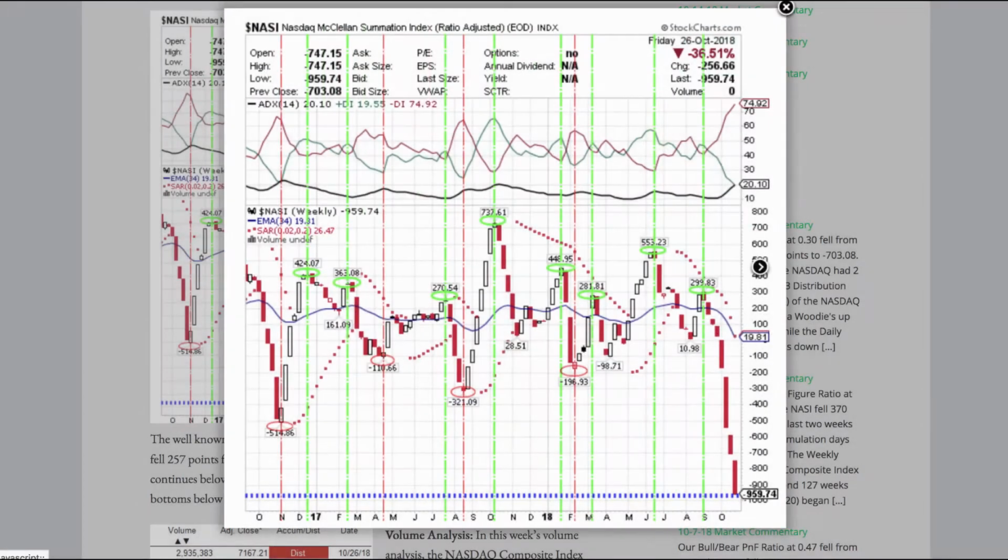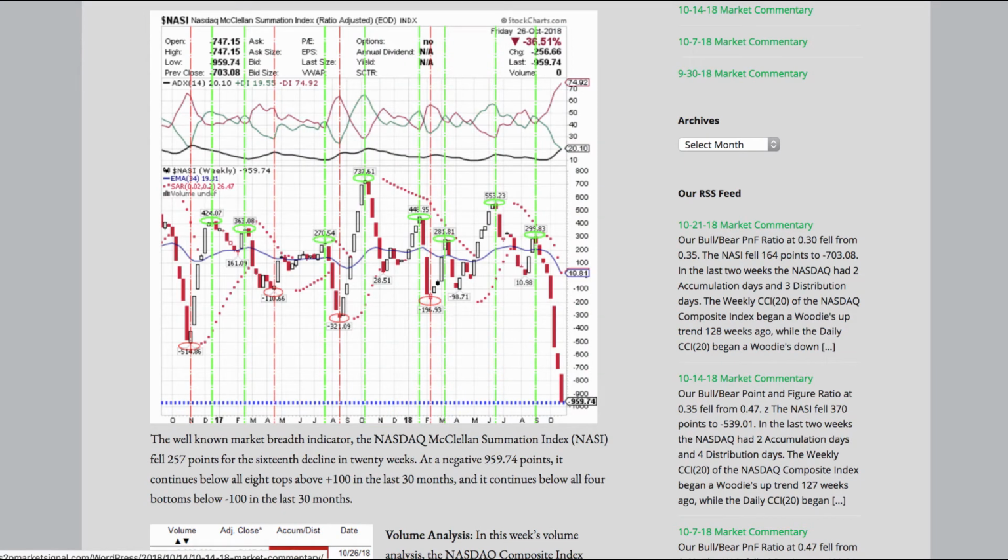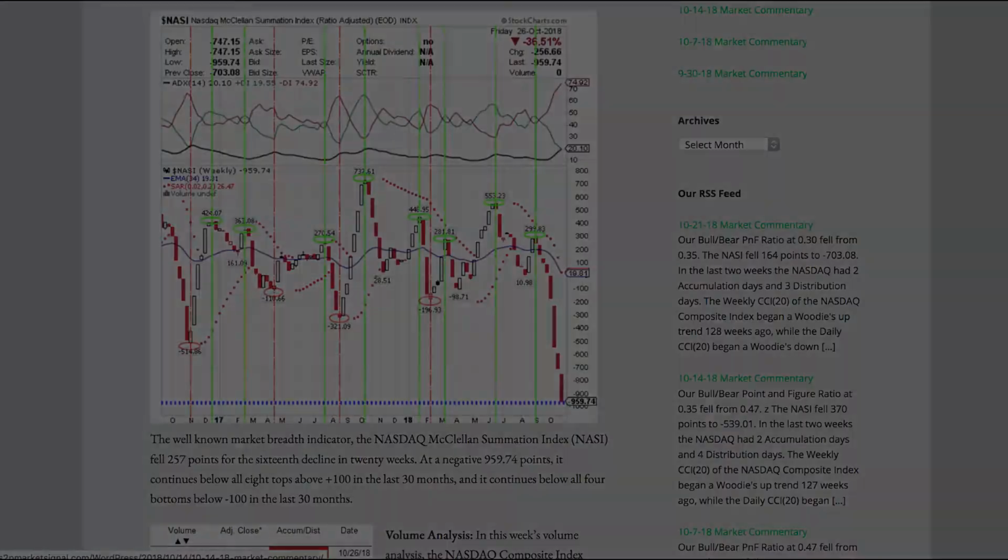The well-known market breadth indicator, the Nasdaq McClellan Summation Index, fell 257 points, for the 16th decline in 20 weeks. At a negative 959.74 points, it continues below all 8 tops above plus 100 in the last 30 months, and it continues below all 4 bottoms below minus 100 in the last 30 months.